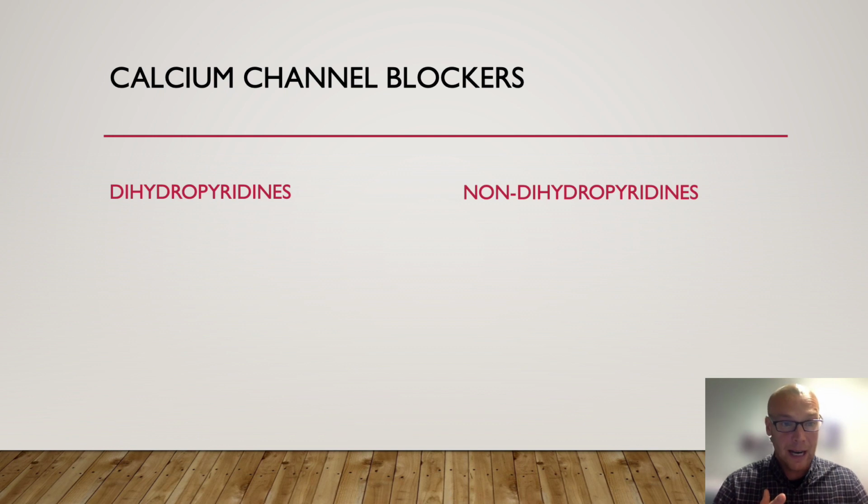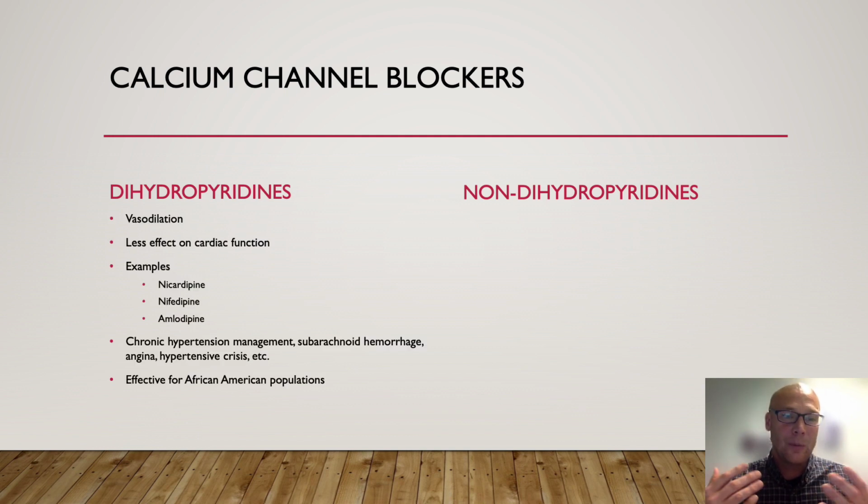Now, there are 2 different types, and I have to admit straight up, I have phonics dyslexia, so I have a hard time pronouncing some words sometimes. I often tell patients that so I don't sound so off the wall when I say it. But there are the dihydropyridines, I hope I'm pronouncing that right, and then the nons. So there are 2 different types. This class is typically the vasodilators.